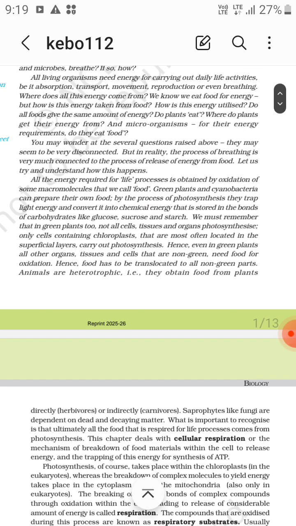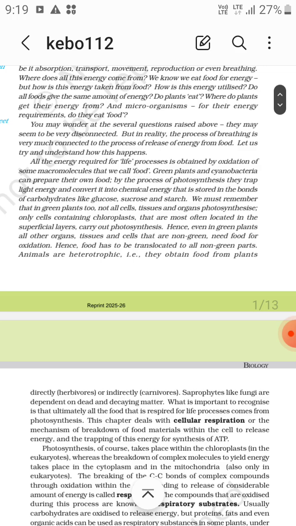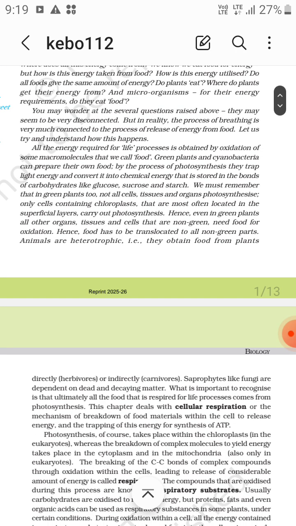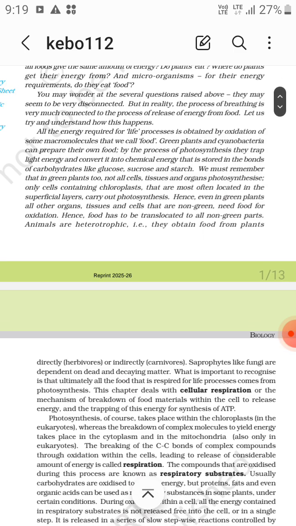We must remember that in green plants too, not all cells, tissues, and organs photosynthesize. Only cells containing chloroplasts, that are most often located in the superficial layers, carry out photosynthesis. The food has to be translocated because other organs, tissues, and cells that are non-green need food for oxidation.